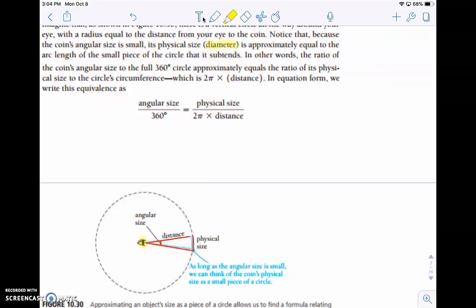Another way to put this is the ratio of the coin's angular size to the full 360-degree circle is approximately equal to the ratio of its physical size to the circle's circumference, which is 2 pi times the distance. So generally, the angular size over 360 degrees is equal to the physical size divided by 2 pi times the distance. You don't need to know all the derivation and exactly how all that geometry comes about, just that relationship. And we can use this to estimate sizes of particular objects.